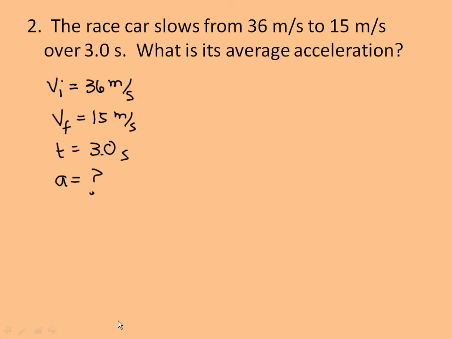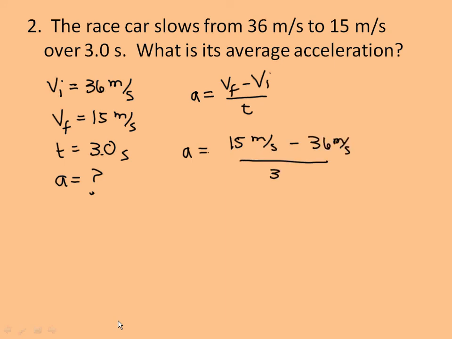So A is equal to VF minus VI over T. If you make yourself write these, you will have them memorized before you know it. So A is equal to 15 meters per second minus 36 meters per second all over 3 seconds.